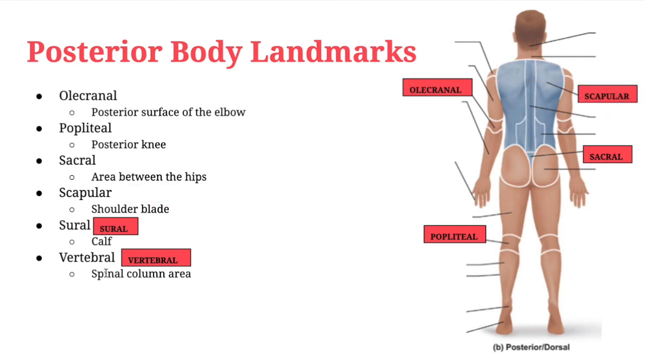And then we have two left. Sural refers to the calf. So that's going to be right here, this line for your calf. And then vertebral is your spinal column. So that would be this section right there. Okay, so again, make sure you have all of those labeled on your notes.